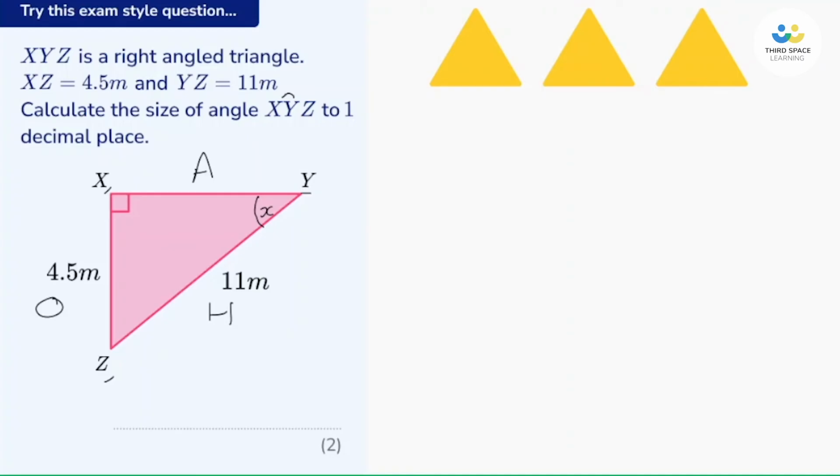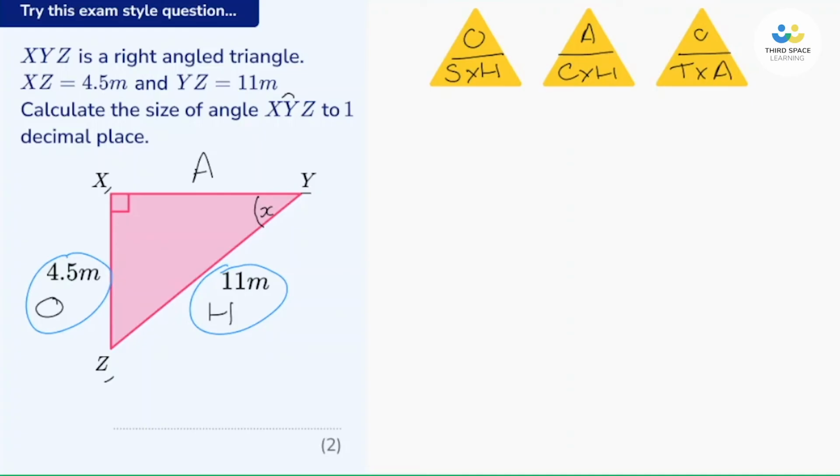Next job, let's fill in our SOHCAHTOA triangles. So sine is equal to opposite over hypotenuse. Cos is equal to adjacent over hypotenuse. And tan is equal to opposite over adjacent. So let's decide which of these triangles we need to use. Well, on the question we can see that we know information about the opposite, it's 4.5, and we know information about the hypotenuse, it's 11. So we don't know anything at all about the adjacent, so let's just forget about it.